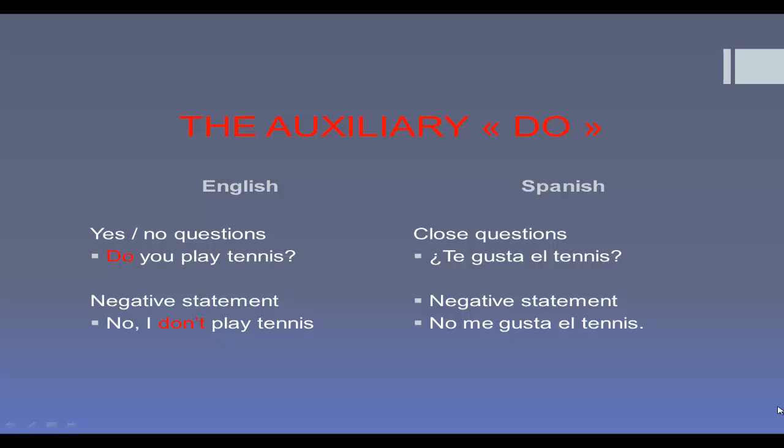Use of the auxiliary do. In English, we use the auxiliary do to form yes/no questions and negative statements. For example, do you play tennis? No, I don't play tennis. But in Spanish, we don't use auxiliaries to form closed questions or negative statements. For example, ¿te gusta el tenis? No, no me gusta el tenis.